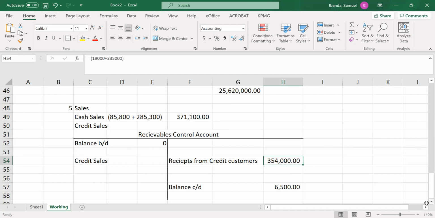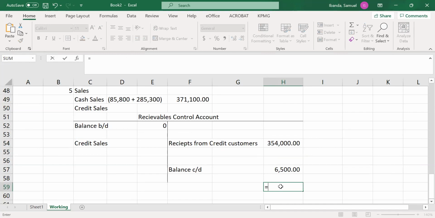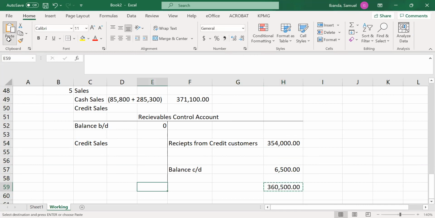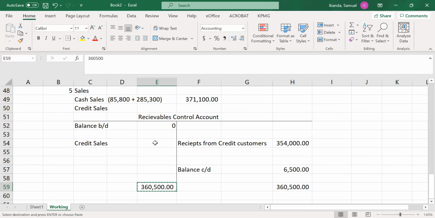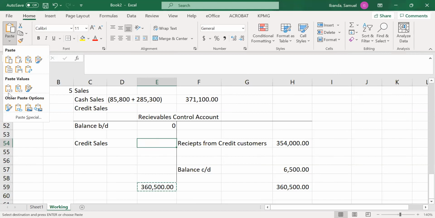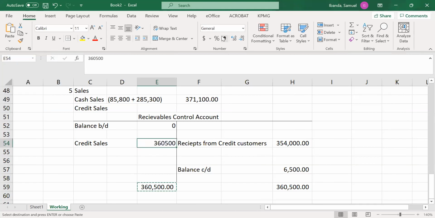So after that, I get my totals on the two sides. Sum up here. So this total should also be the total on this other side. But unfortunately, on this other side we have 0. So it means that the whole sum figure for our so-called figure for the credit sales is this 360,500. So what that means is that this is our so-called credit sales figure, which I'll put here.